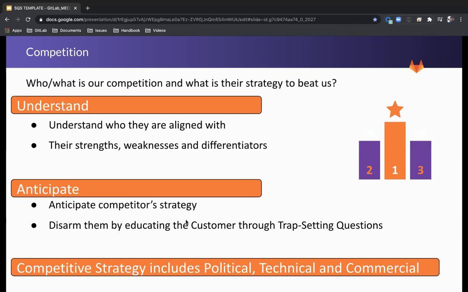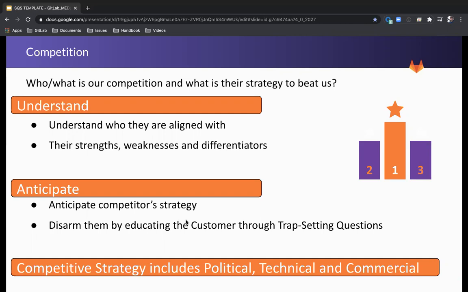We want to know where we're strong with our differentiators and where we're weak relative to the competition as perceived by the customer, because perception is reality. We also want to anticipate their strategy, understand who their champions are and where their champions are in that org chart.